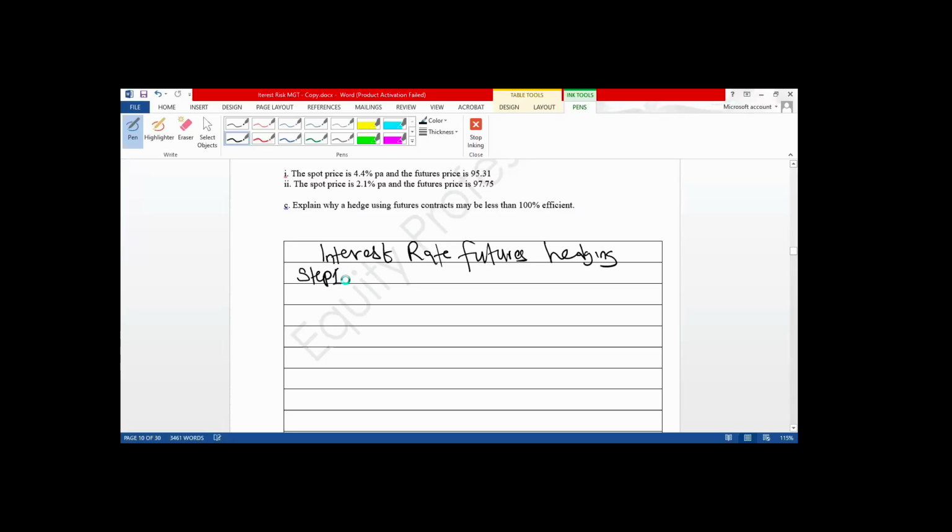Step 1: determine the target interest cost.